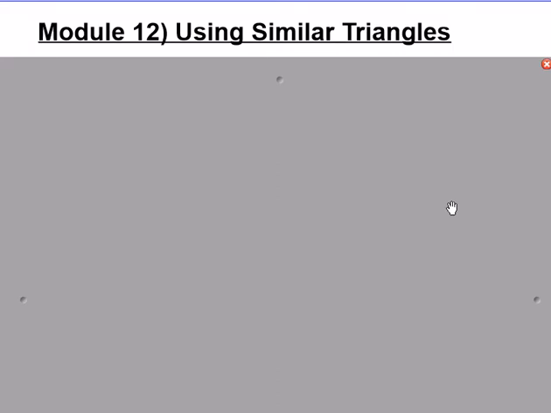Here are the notes from Module 12. In Module 12, we continue with similarity, but now we're dealing specifically with similar triangles.